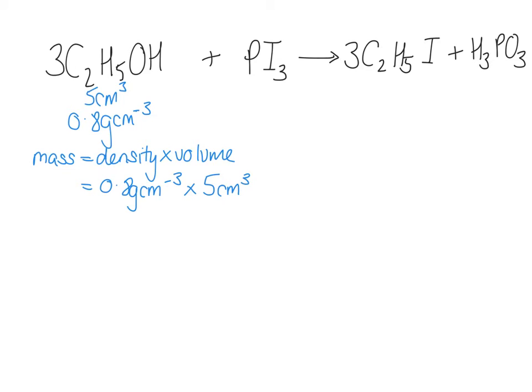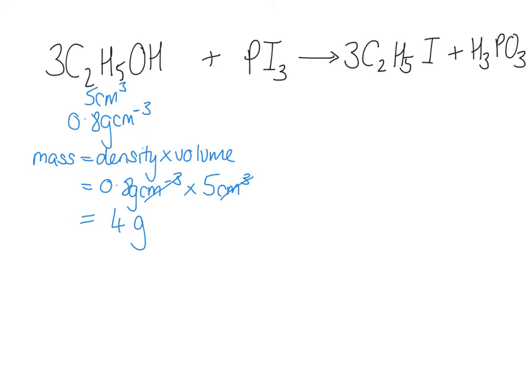And keeping our units in just double checks that we've got the right units, that we've got our volume in centimetres cubed rather than in decimeters cubed. Because you can see that these units will cancel each other out. Centimetres to the -3 will cancel out with centimetres to the 3. So 0.8 grams per centimetre cubed times 5 centimetres cubed is going to give us exactly 4 grams. So the mass of ethanol that we used is 4 grams.